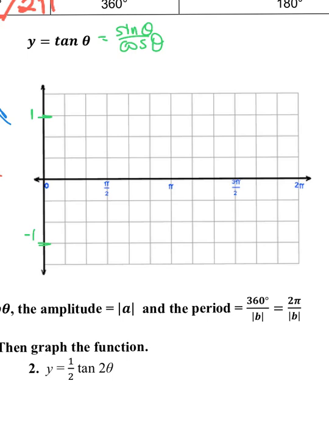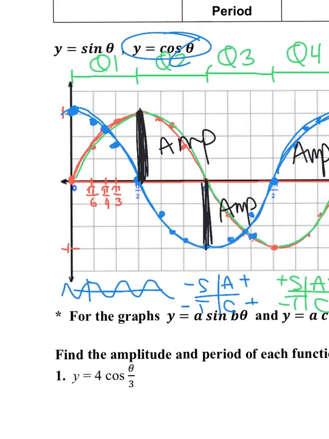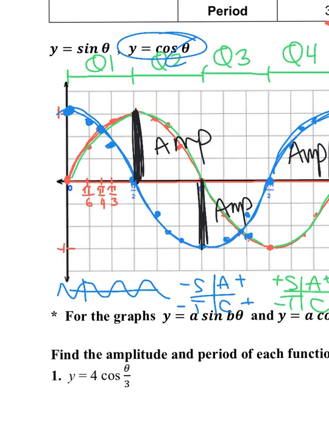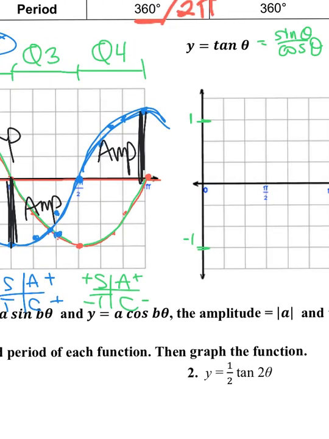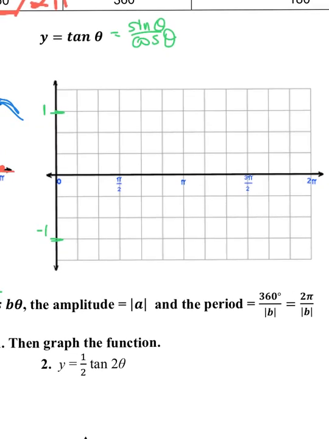Negative 1. All right, so at 0, and you can even look to your two graphs right here. It's sine over cosine, so it's the red graph divided by the blue graph at each point. Here, the red graph is at 0, and the blue graph is at 1. So the ratio of 0 over 1 gets me 0. So tangent at 0 radians is at 0.